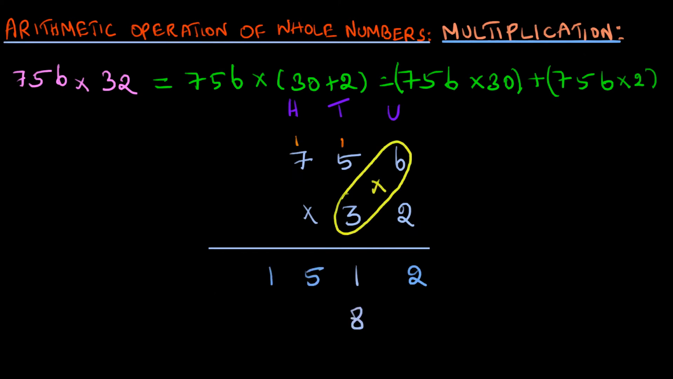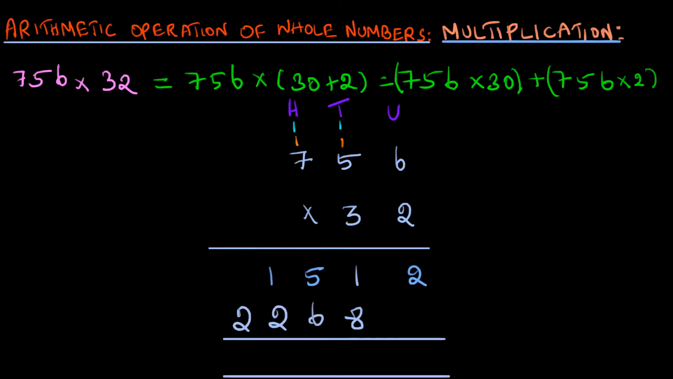Same procedure will be followed when we multiply 756 by 3. As 3 is in the tens place, on multiplying with 6 in the units place, the product will be written from the tens place.